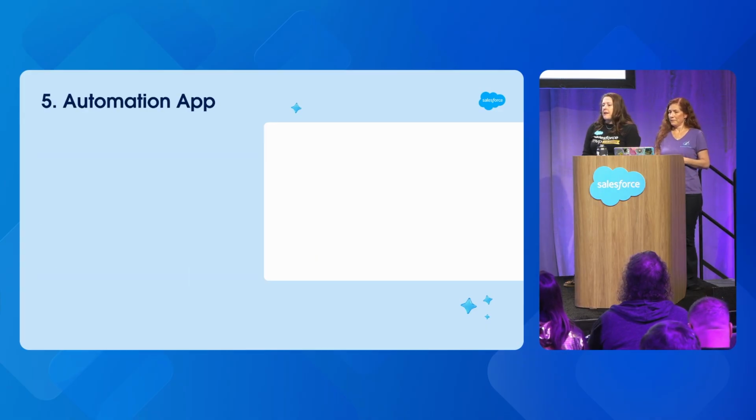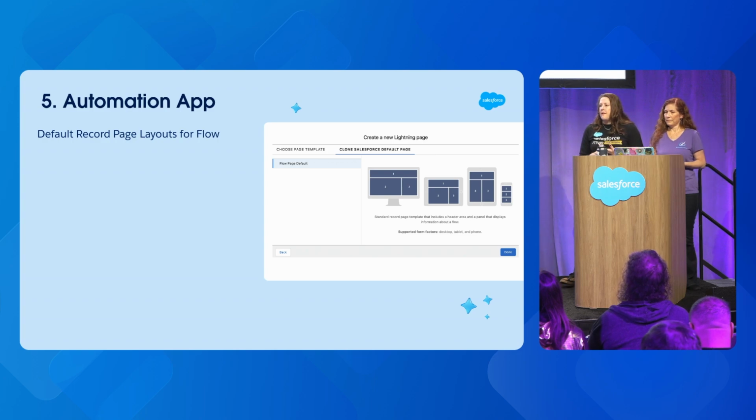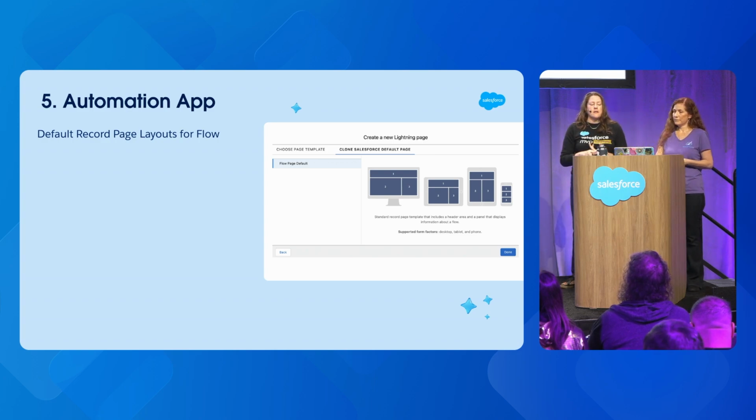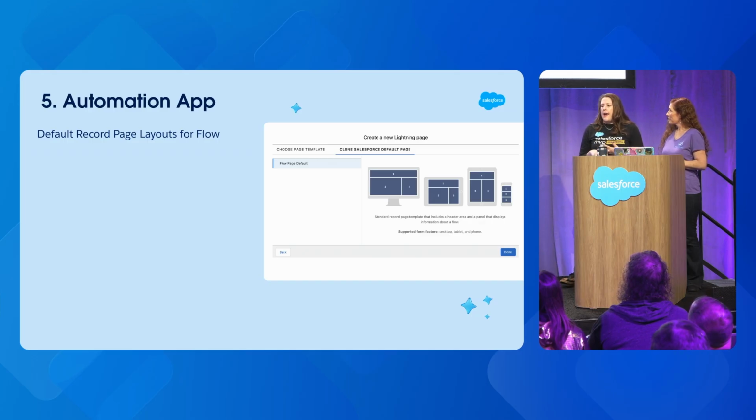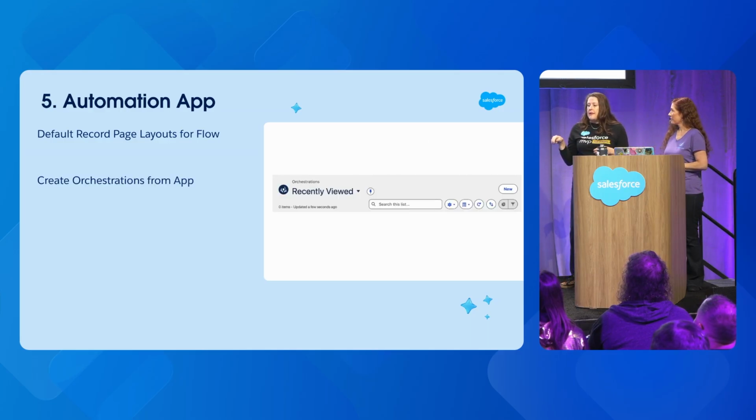All right, let's talk about the automation app. A couple updates to that include default record pages, Lightning record pages for the flow. So you can go over to the Lightning app builder and rearrange those fields so that those record pages make sense to you. You can also now create orchestrations directly within the app. You go to the orchestrations tab and click new, so you don't have to hop over to setup. It just saves you a few clicks.